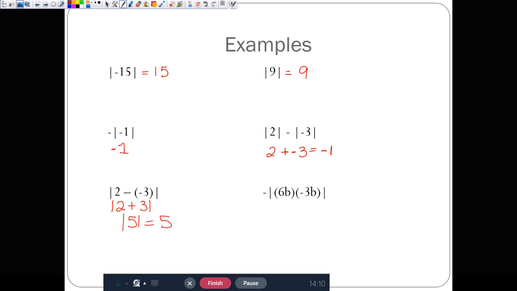Okay, so now we're multiplying 6b times -3b. So 6 times -3 is -18. b times b is b squared. So the absolute value of -18b squared is 18b squared. However, we have a negative on the outside, so it's going to become -18b squared.